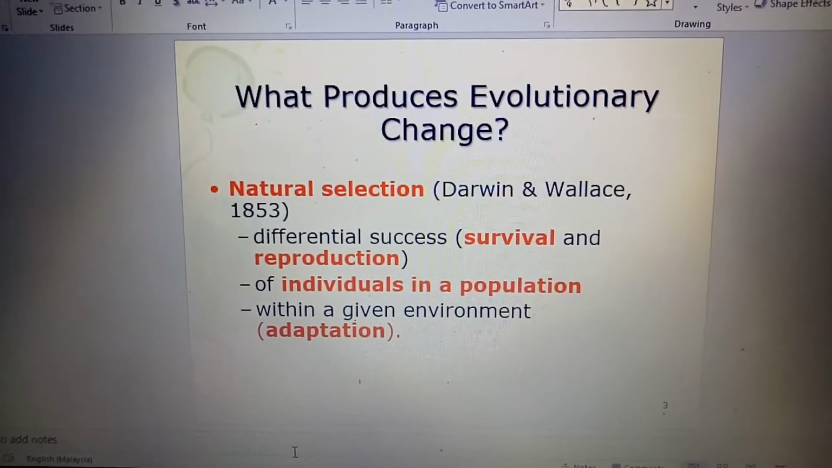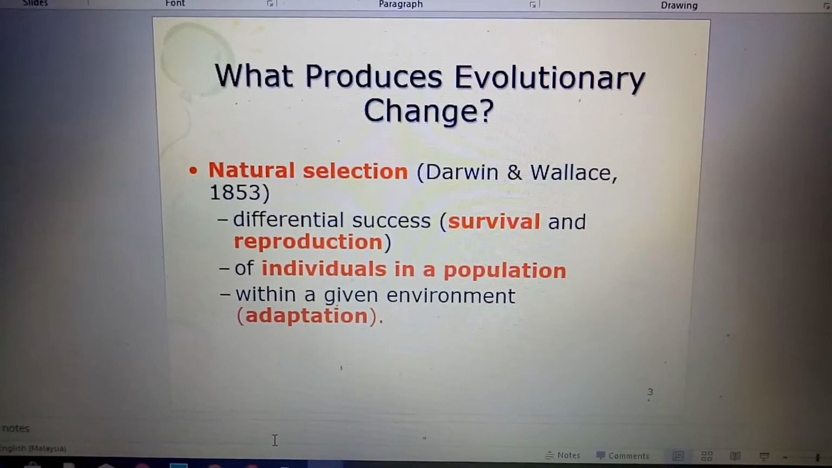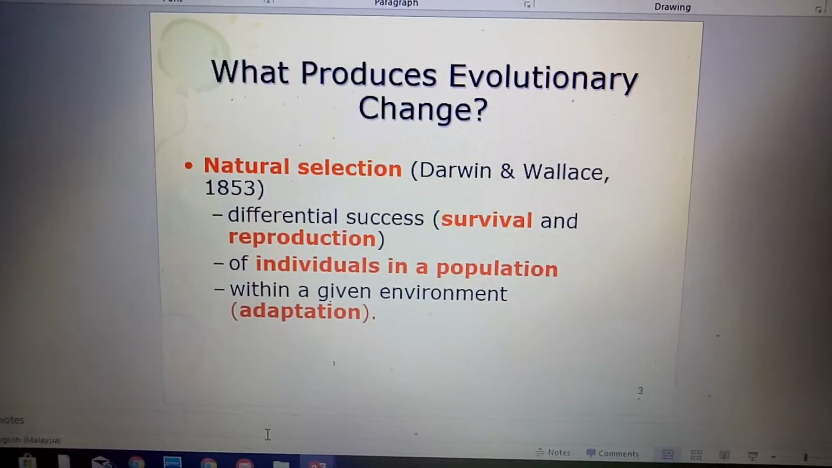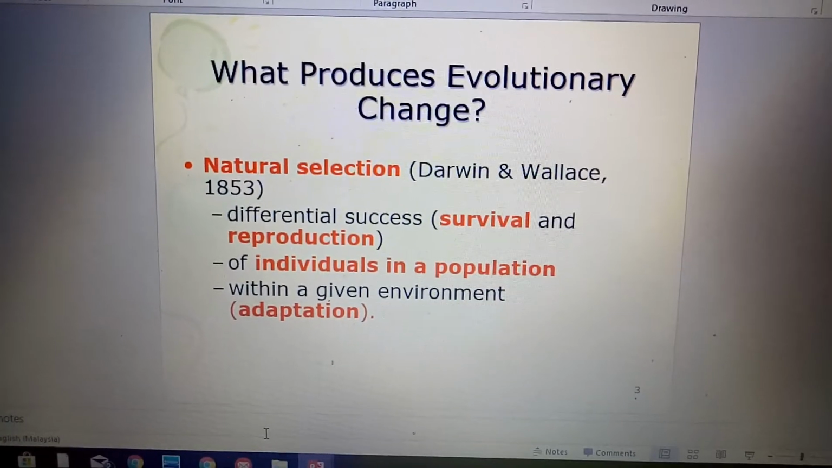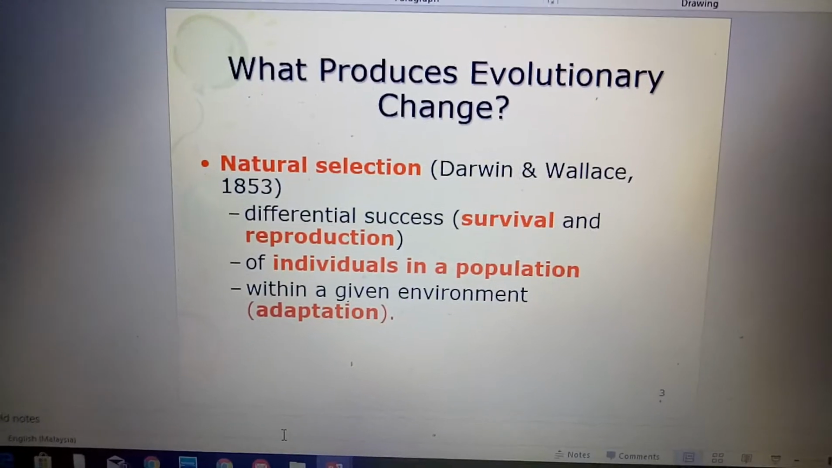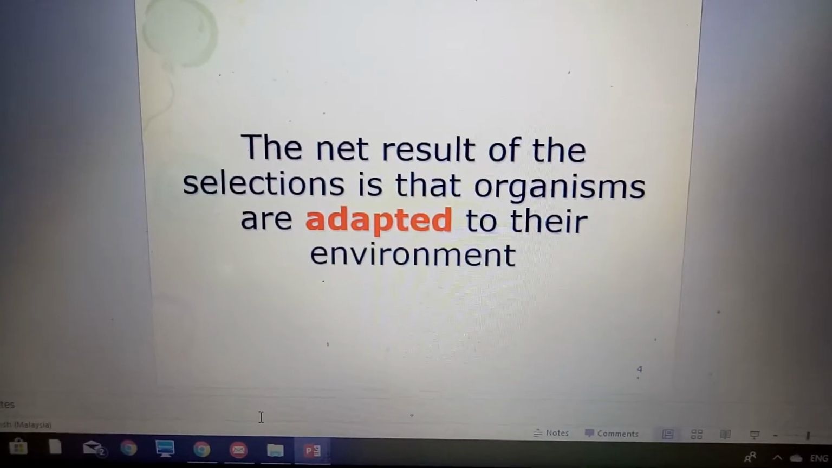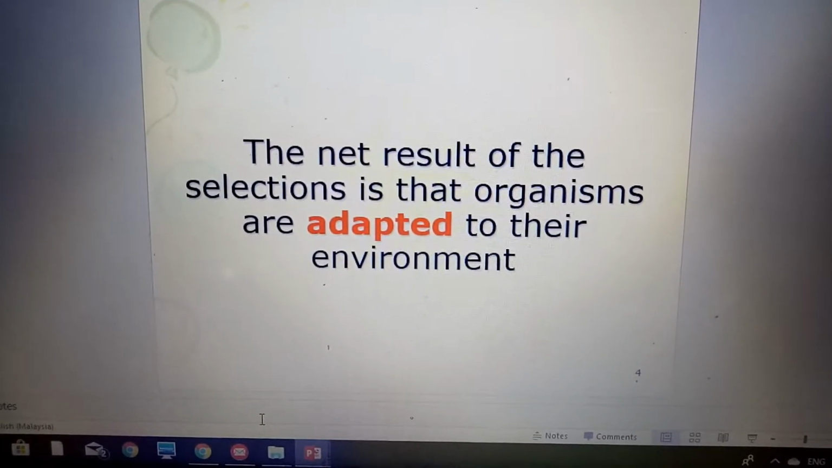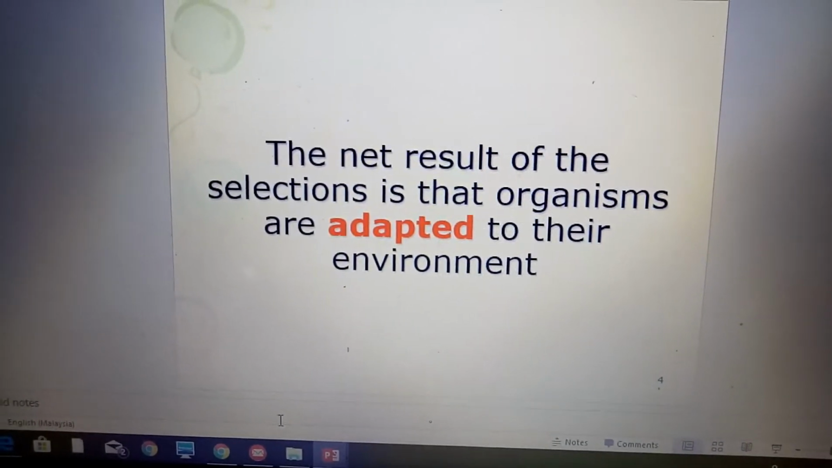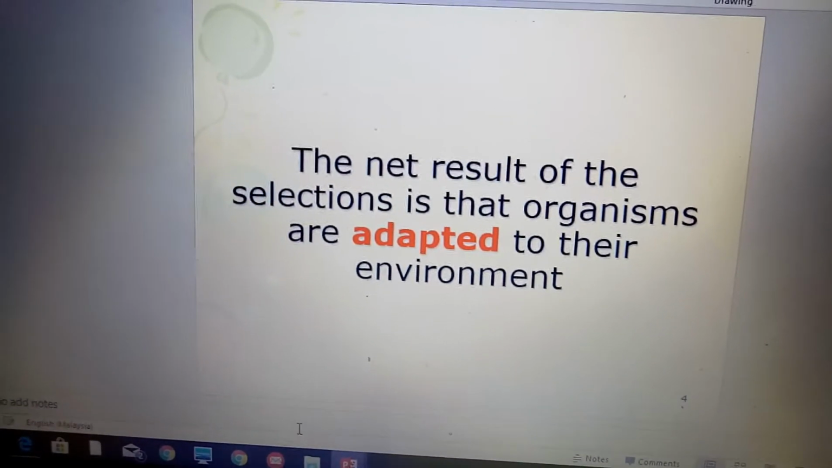What produces evolutionary change? Of course, this is related to natural selection by Darwin and Wallace, 1853. They said it is the differential success or survival and reproduction of individuals in a population within a given environment. This is about adaptation. The net result of the selection is that organisms are adapted to their environment. So this is what you should understand about this topic. It is more about adaptation to the environment.